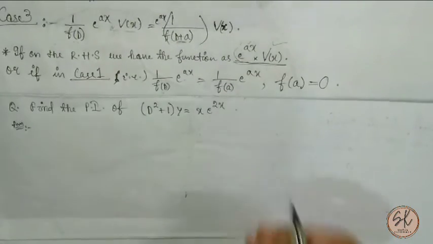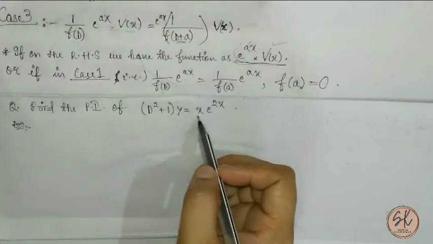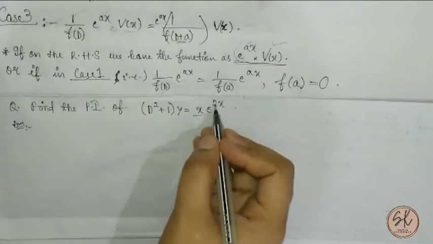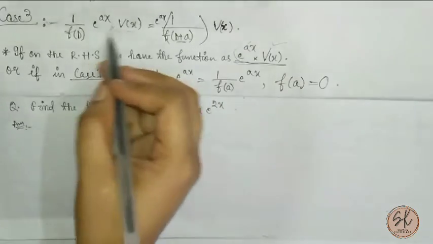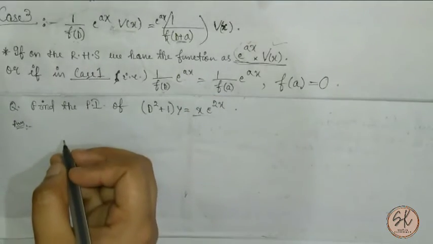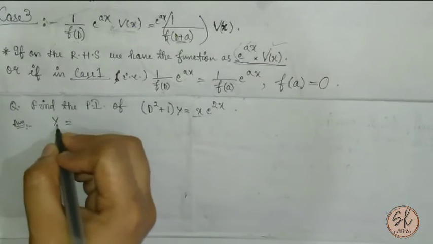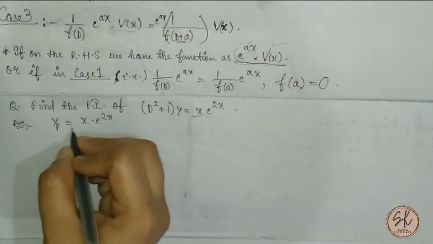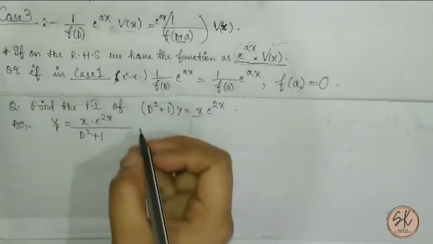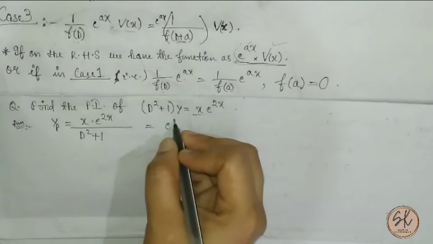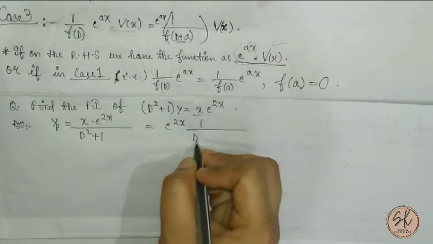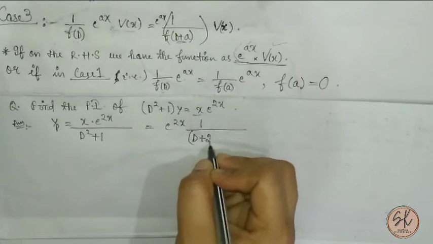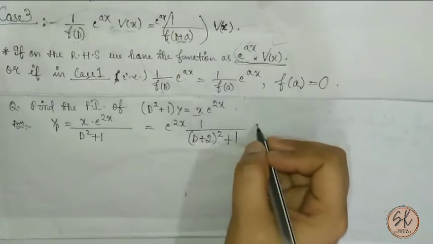And the second case when we will be using this formula is when the RHS of this equation is of this type, e to the power ax into v(x), where v(x) is a function of x. Now here, we are finding the particular integral, so yp is equal to x into e to the power 2x by D square plus 1. According to the formula, this will become e to the power 2x by, in place of D we will write D plus a, so here a is 2. So this is (D plus 2) whole square plus 1 into x.